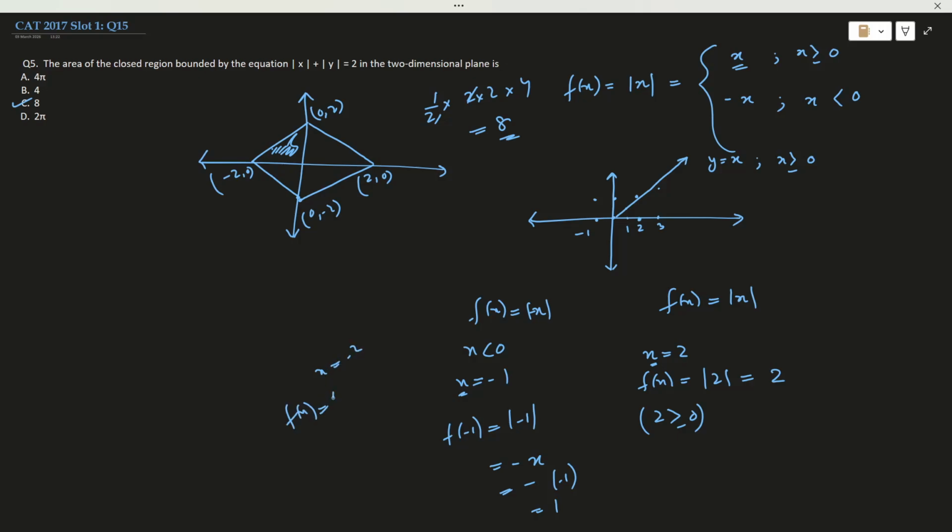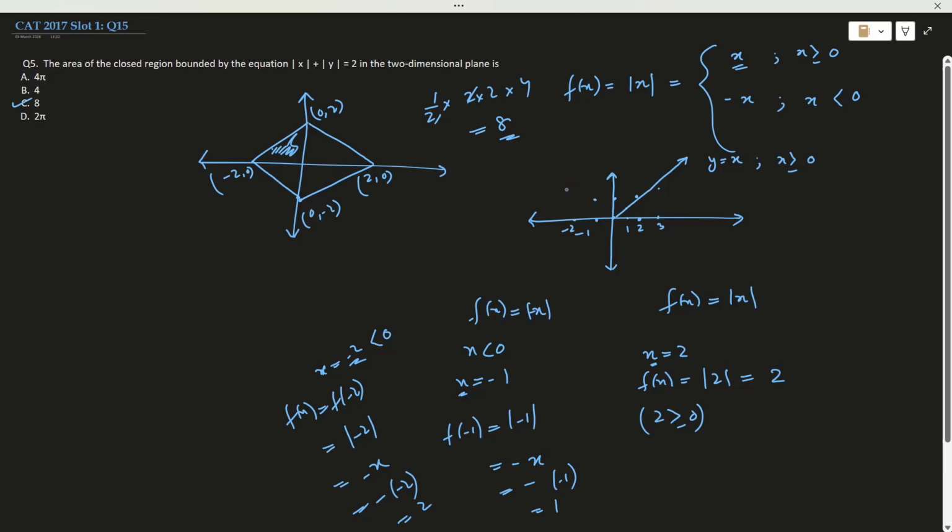When I give the input as x equal to minus 2, what will be f of x? What is f of minus 2? Mod of minus 2: when x is less than 0, I have minus x. What is x? X is minus 2, so the answer is 2. So when x equal to minus 2, it is 2.